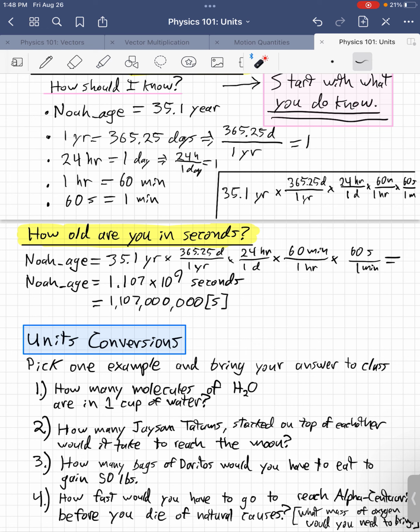And again, this is to practice converting our units and to always kind of remember to write down units whenever we write down an equation.